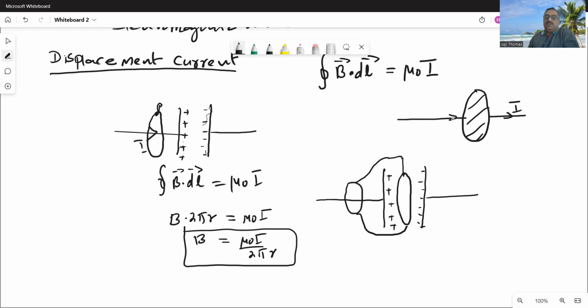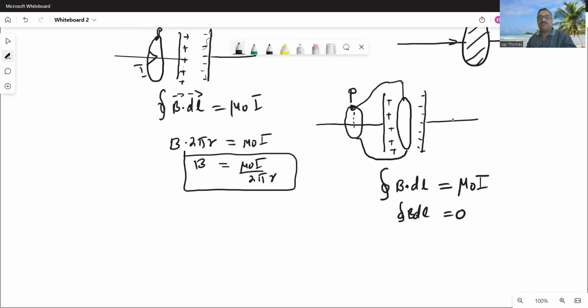When you apply Ampere's law through this surface, what will be Ampere's circuital law? The closed integral of B dot dl equals mu 0 times I. Now you imagine the point P, the same point as in the previous case. Now see, between the capacitor plates, there is no current. So the closed integral of B dot dl is equal to 0. That means the magnetic field is 0.